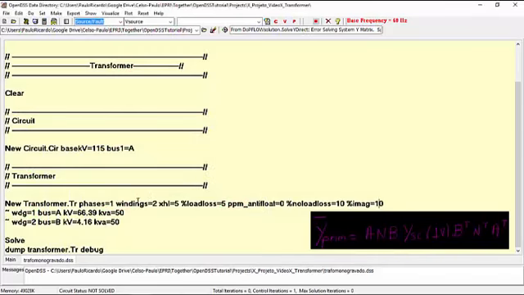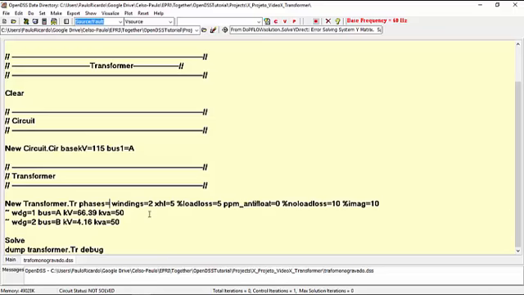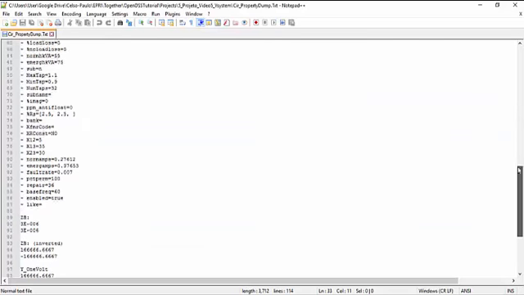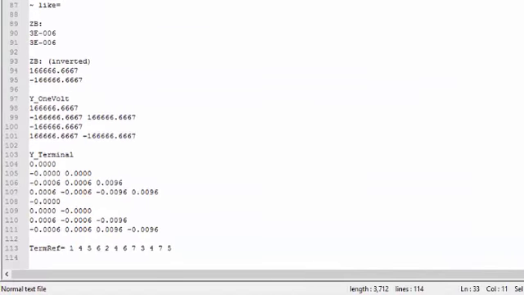Back to OpenDSS, let's change the number of phases of our transformer TR to 3, the no-load loss and the magnetizing current to 0, the rated voltage of the first winding to 115 kV, and clearly specify the nodes of bus A and the connection of each winding. By running and solving the circuit again, we can note that ZSC is now equal to 3 times 10 power of minus 6, whereas in the first case it was just 10 power of minus 6. The reason is that now there are 3 ZSC elements and we haven't changed the load losses and XHL compared to the single phase case.